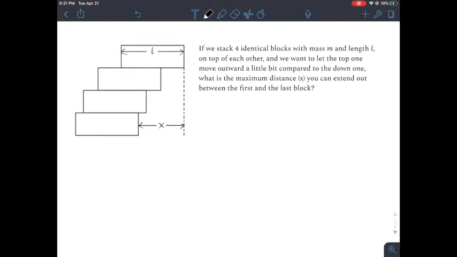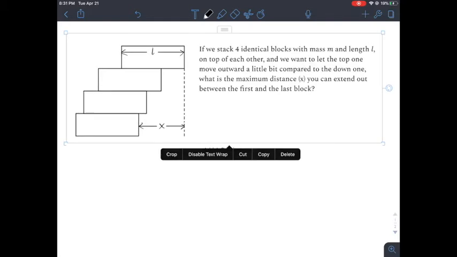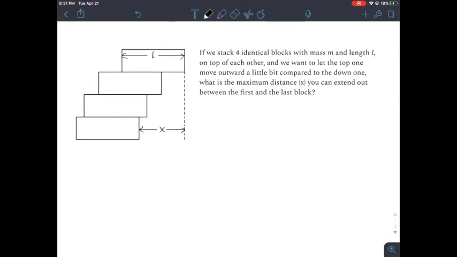So today we have a very classic problem about block stacking. If you stack 4 identical blocks with mass m, length L on top of each other, and we want to let the top one move outward a little bit compared to the one below, what is the maximum distance x which you can extend out between the first and the last blocks? So we have 1, 2, 3, and 4 blocks.